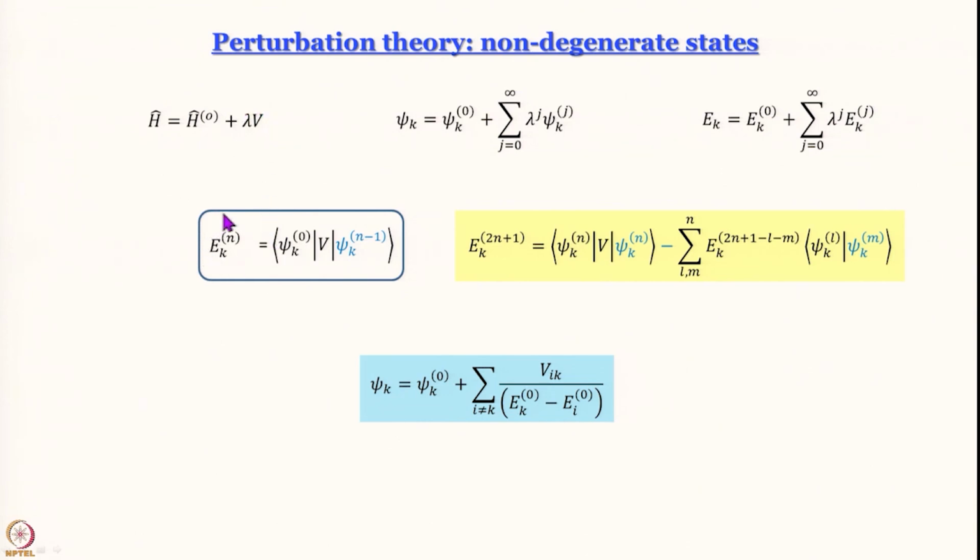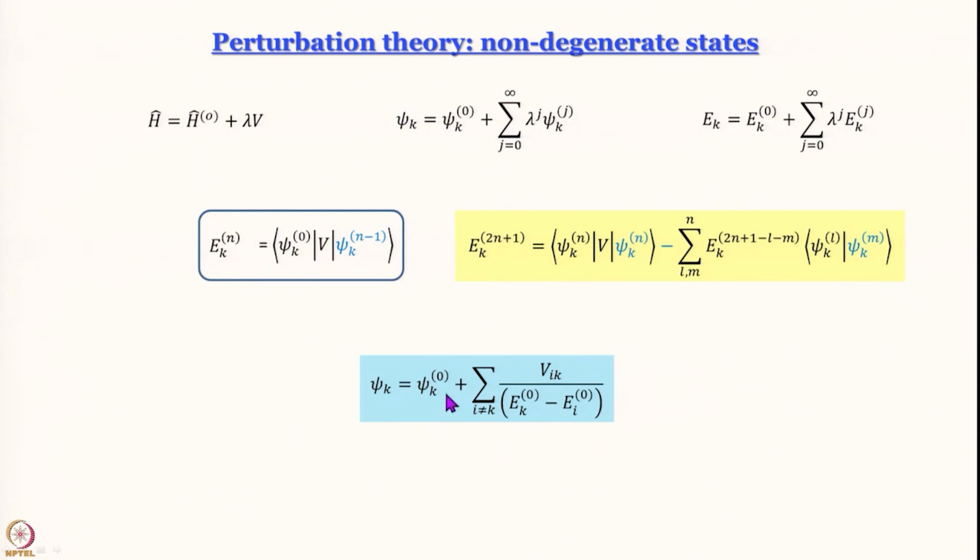Energy of the nth order correction is given by this integral, and we have said that we can work out even the 2n plus 1th order correction. And from this expression we have actually obtained a nice expression for the perturbed wave function also.